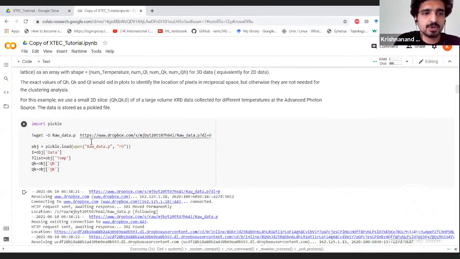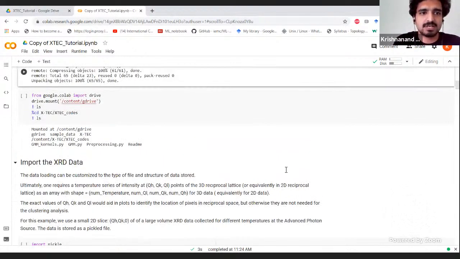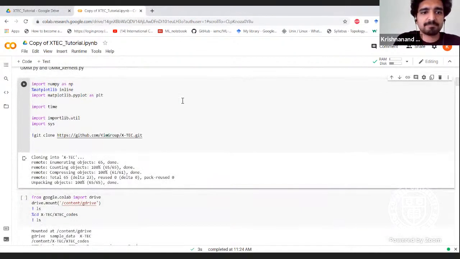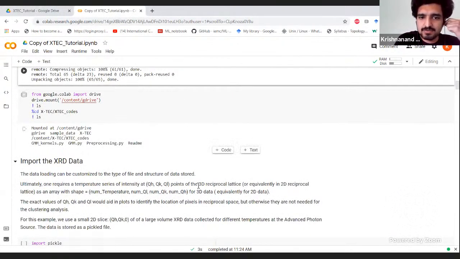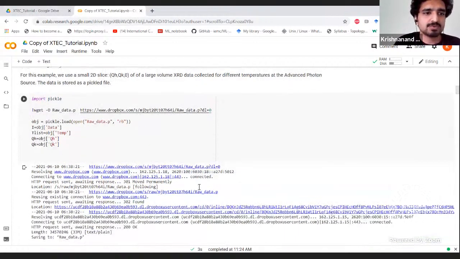And to load the X-ray diffraction data. Here we have real X-ray diffraction data that was collected at the Advanced Photon Source at Argonne National Lab. It's the X-ray diffraction data of the compound strontium rhodium tin, which shows a charge density wave phase below a critical temperature. And this would load the data from a Dropbox folder where the data is stored.